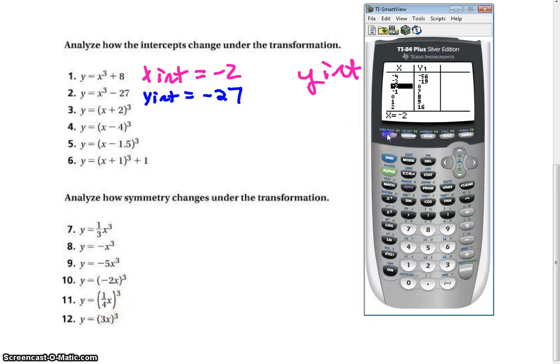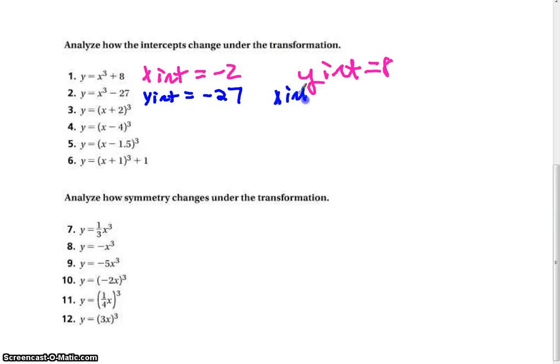We're going to go to y equal, and this was x to the third minus 27. We look at our table, and so sure enough, the y-intercept is -27. We've got to look for where y is 0, and so my x-intercept is now 3. X-intercept is equal to 3. If you want, you could have just written x equal 3, y equal -27.